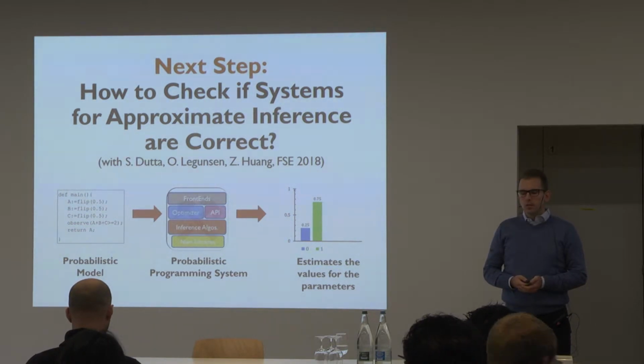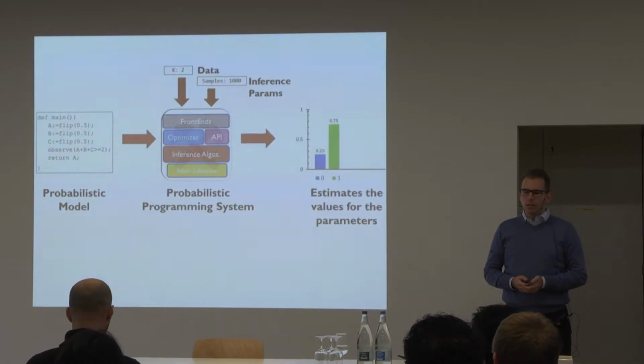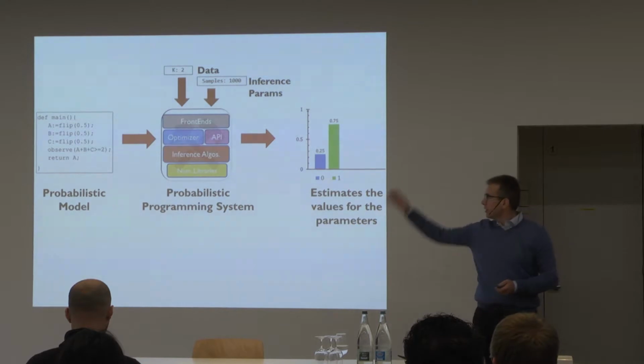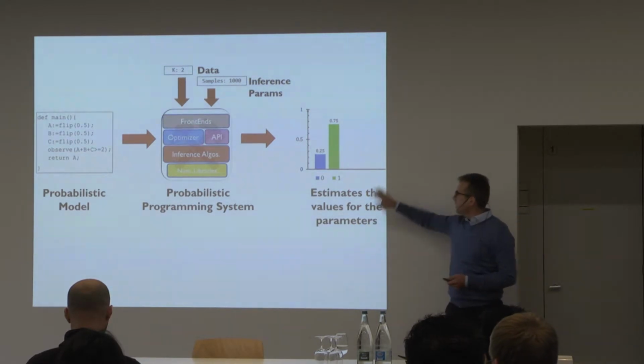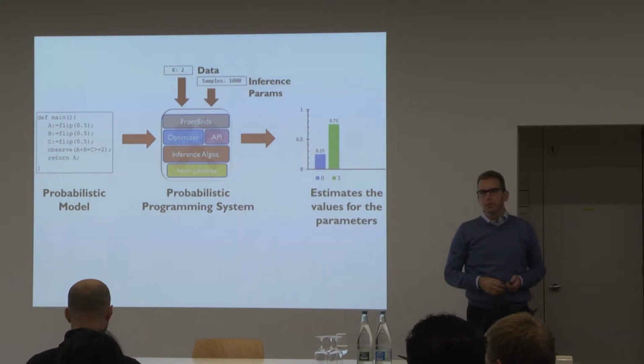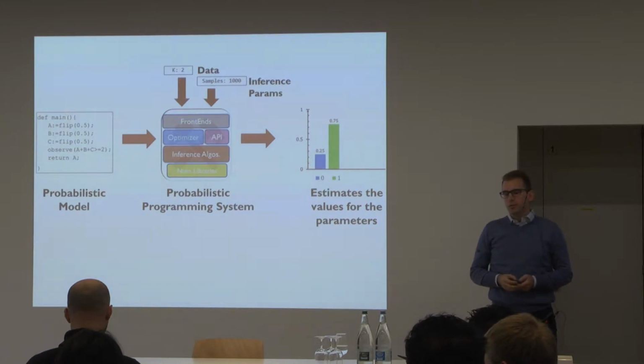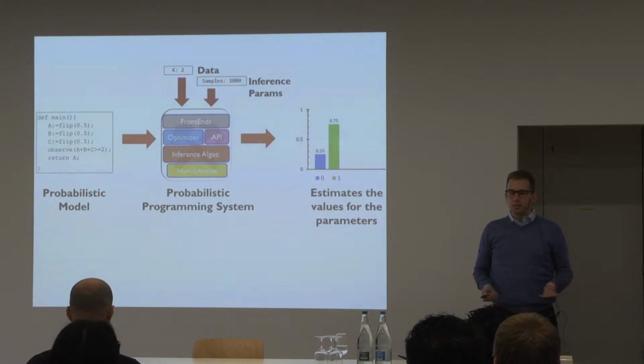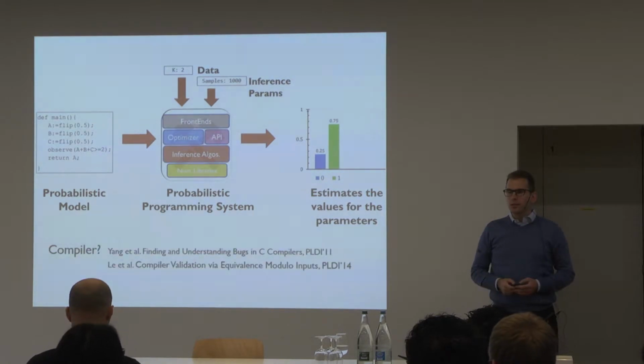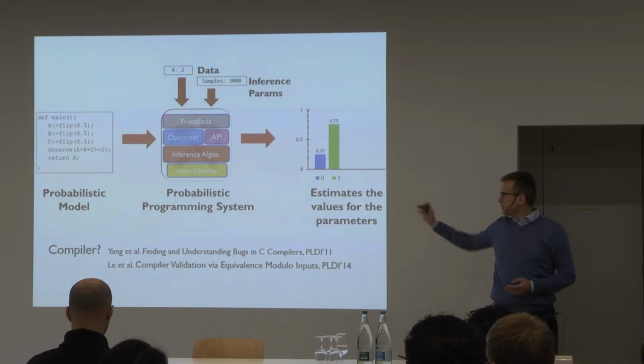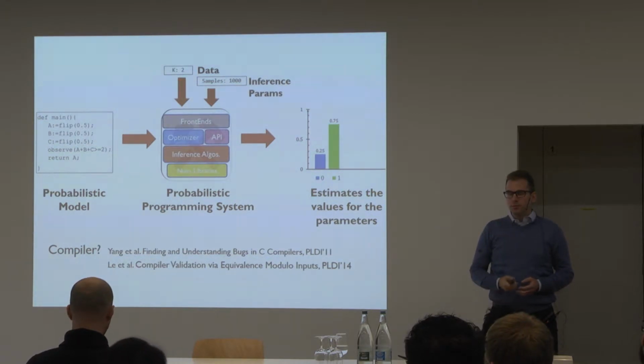Now, let's take another close look at this workflow. So what do we have? We have some model, we have some data, we have a system, and we have some results we care about. So again, putting our software hat on, what does this remind us of? Well, what about a compiler? Well, we know how to test compilers. There are various works, including CSmith, including EMI from Zhendong's group, and so on.